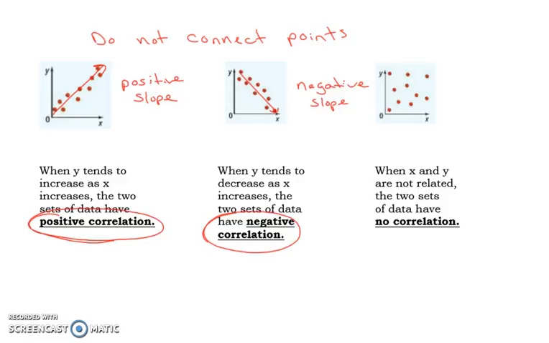Now, if the points in the scatter plot are all over the place, then I have no correlation, meaning that the two variables are not related. So perhaps the speed that I drive to work and the grade that I get on a test. There's no relationship between those variables, so the scatter plot would show the data points all over the place.